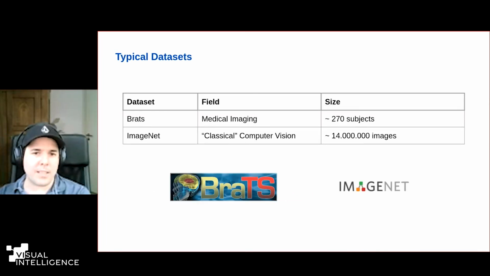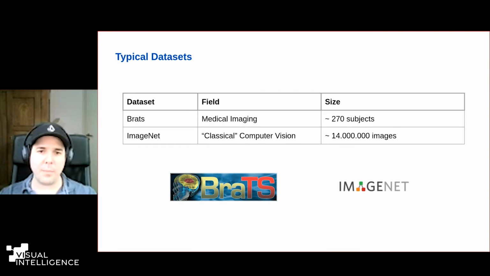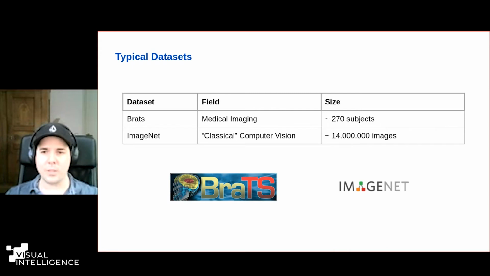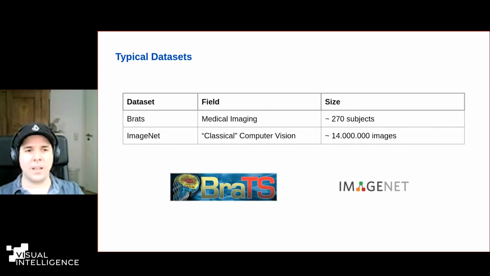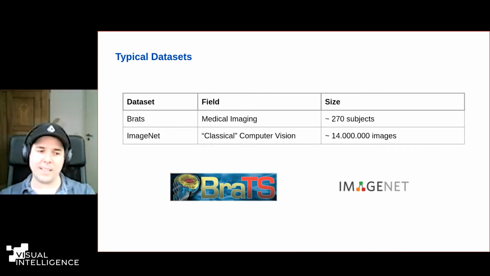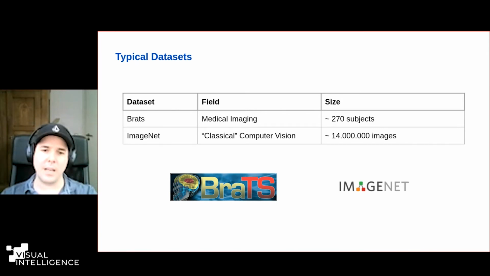Maybe a small comparison between medical imaging and, let's call it, classical computer vision. There's ImageNet, probably everybody's aware of that. There we have around 14 million annotated images, like 2D, just pictures. One very famous dataset in medical imaging is called BraTS. It's about brain tumor segmentations, and there we have around 270 subjects. So there's a very, very big difference in the amount of available training data.